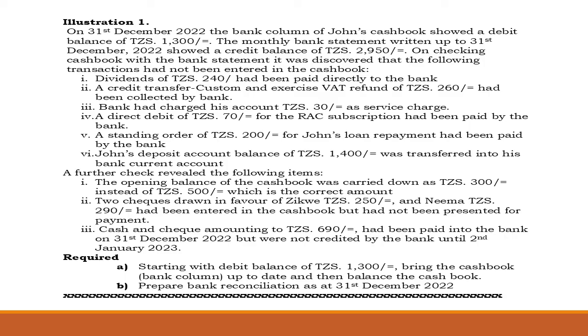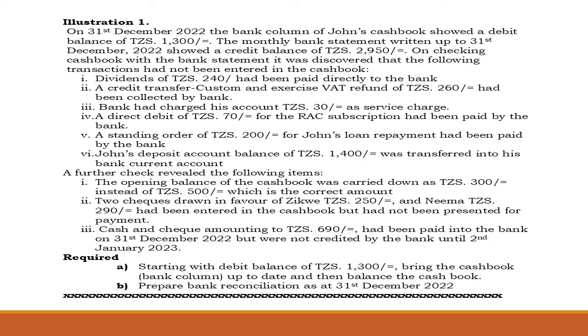Roman 2, the two checks drawn in favor of Zikwe and Neema had been entered in the cash book but had not been presented for payment. So you see that we have two checks drawn in favor of Zikwe and Neema. These amounts have been deducted from the cash book but are not yet presented for payment.